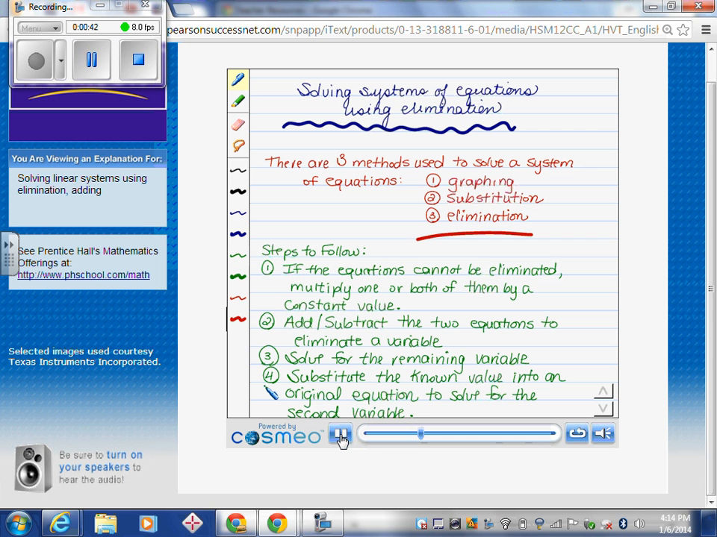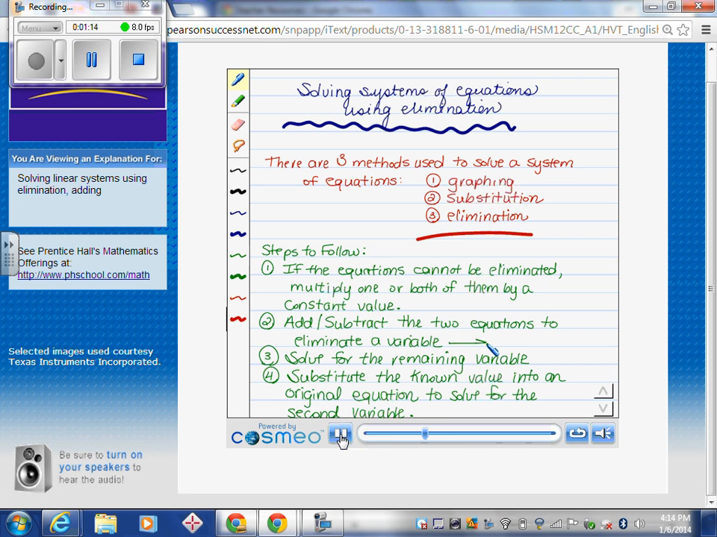Now, there are certain steps that we want to follow when we're using the method of elimination. First of all, if the equations cannot be eliminated, and I'll explain what I mean by that in an example in just a minute, then we're going to multiply one or both of the equations by a constant value. After we do that, we're going to add or subtract the two equations together. Our reason for doing that is to eliminate a variable.